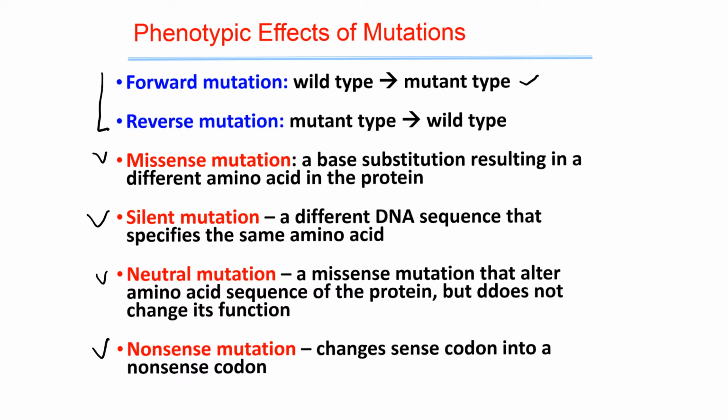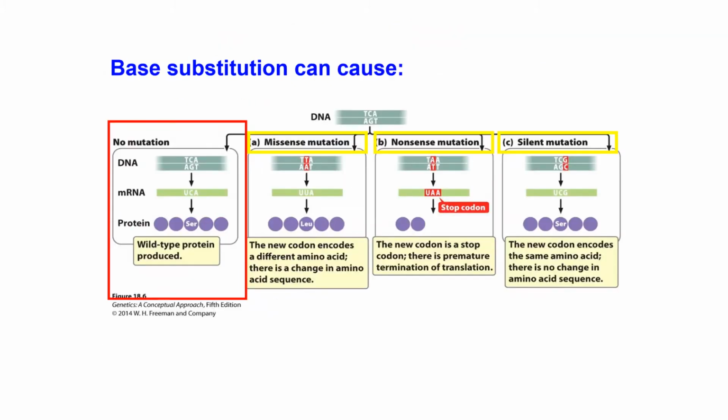The last one are nonsense mutations. A nonsense mutation changes a sense codon into a nonsense codon. What does it tell you? That the codon that is changed, the mutation actually introduced a premature stop codon. So did you notice in the previous slide that base substitution, which is one class of the mutations, can actually have different phenotypic effects? Phenotype can be different.